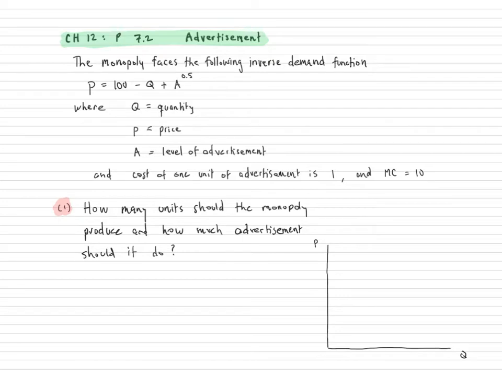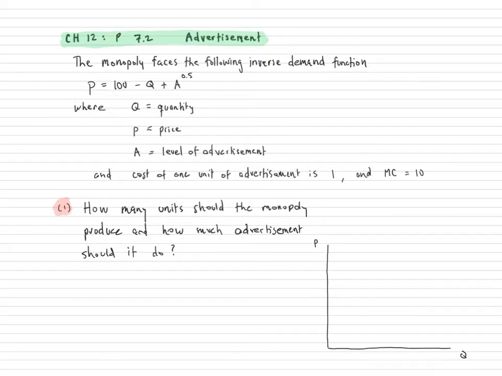So here's the question. The monopoly faces the following inverse demand function: P equals 100 minus Q plus A to the power 0.5. Now, I just want you to spend some time on this inverse demand function.